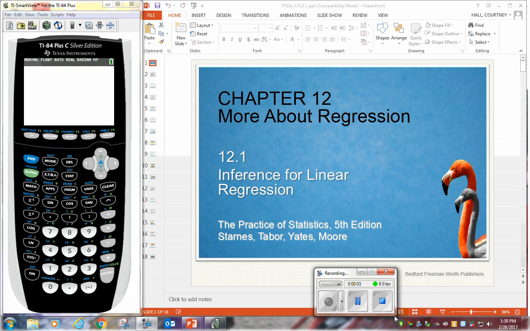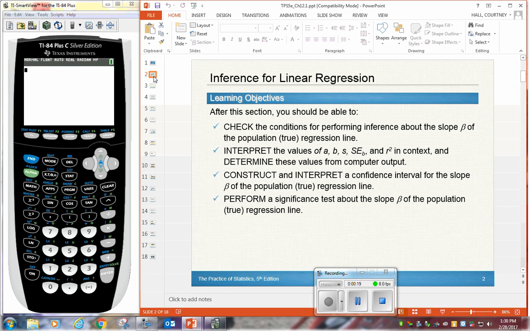Okay, I'm going to touch a little bit on 12.1. I'm not going to go through the entire PowerPoint presentation, but I'm going to work an example out for you of the basics, and then I'm going to go over the practice worksheet for you. Here we go. So 12.1, inference for linear regression.